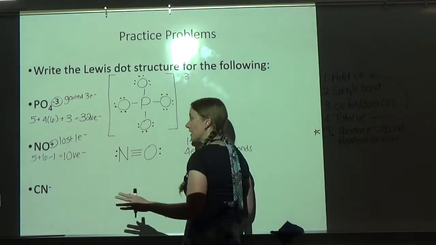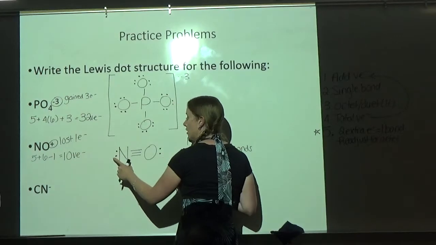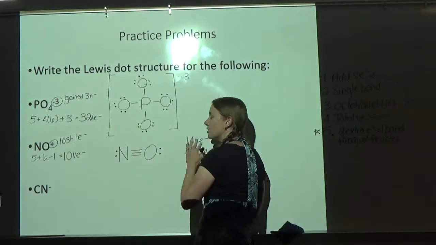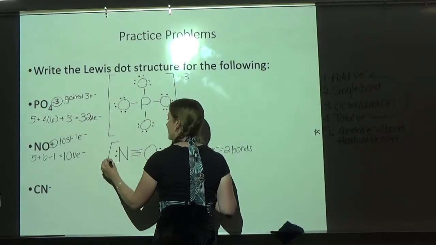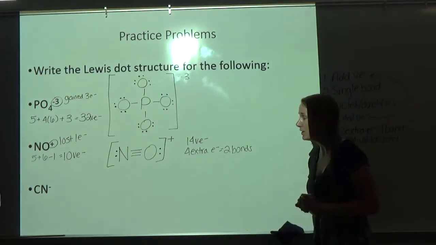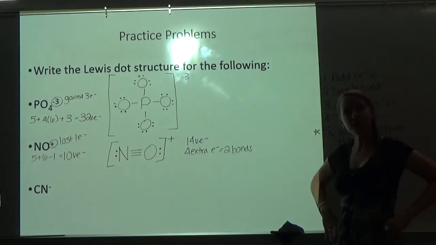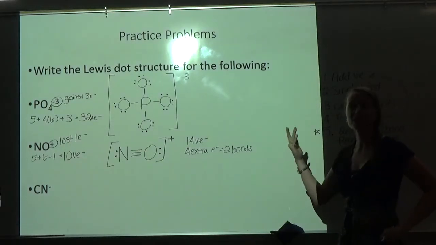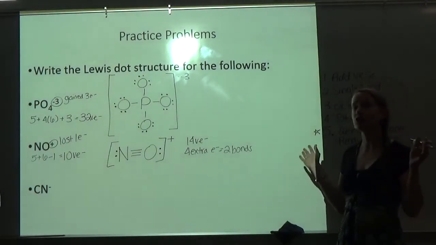So now let's recheck our total. I'm allowed to have 10: 2, 4, 6, 8, 10. So we're good. The last step is we bracket it and put the charge, which this time is a positive 1. So hopefully you got that one right. If you missed that one, the next one's very similar, so it gives you another shot.